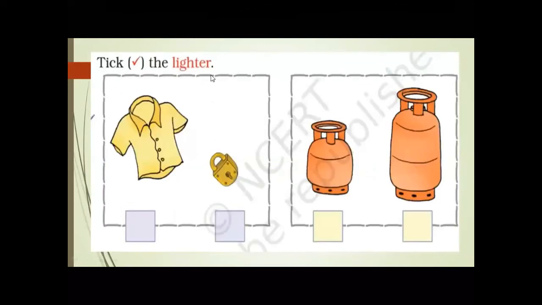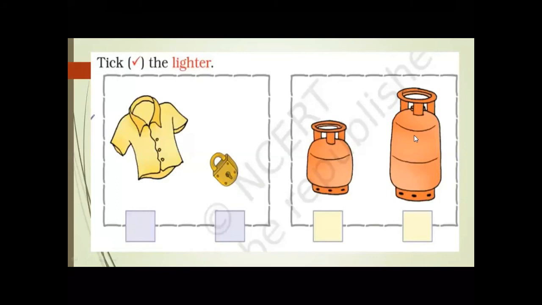Now, take the lighter one. Here we see two objects again. We use the term lighter for a light thing. A light thing means something we can easily carry or easily lift. Is the shirt lighter or heavier as compared to the lock? Obviously, the shirt is lighter than the lock. So we mark the shirt, and the lock is heavier. The shirt is lighter, so we mark this option.